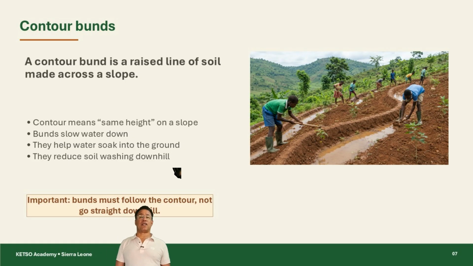And if they are at the same height, going across the hill, if the hill goes so, the contour bund goes so. They are in the same direction, and they block the water. And this will keep the soil, the nutrients, and the water on the farm itself.